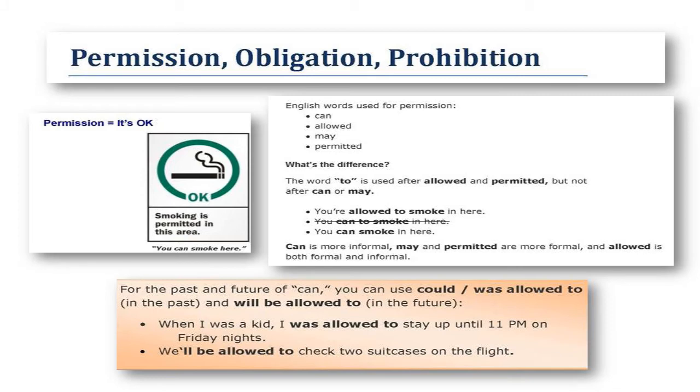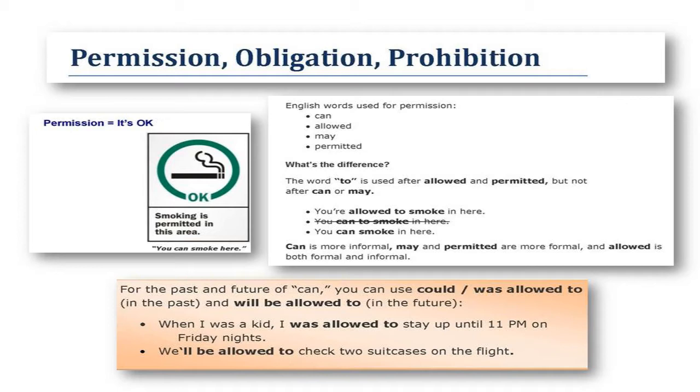Permission, obligation, and prohibition. Permission means it's okay. Smoking is permitted in this area. You can smoke here. English words used for permission include can, allowed, may, and permitted.